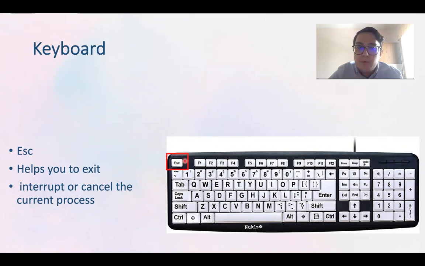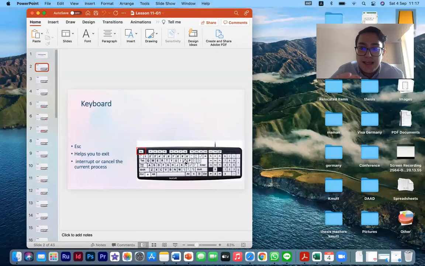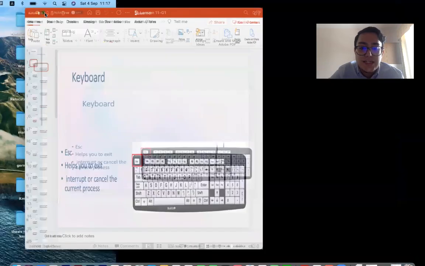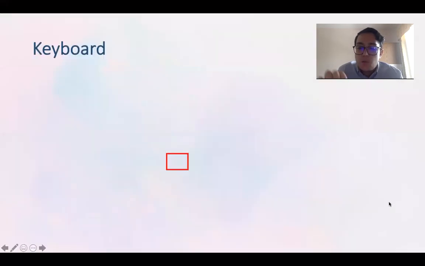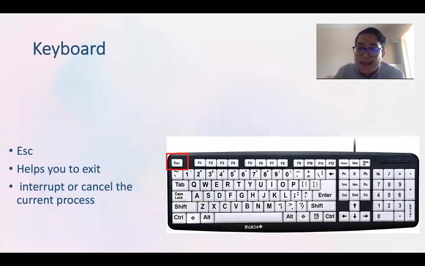So for example, I am in a full screen of Microsoft PowerPoint right now. I'm in the full screen and I press this button right now. Ready? 1, 2, 3. When I press it, this happens. It exits the full screen. Let's try it again. If I press it again, it exits again. So you see, each time you press it, it exits one step at a time. All right. So each time you want to exit a program or exit the full screen, you can press this button to help you exit.